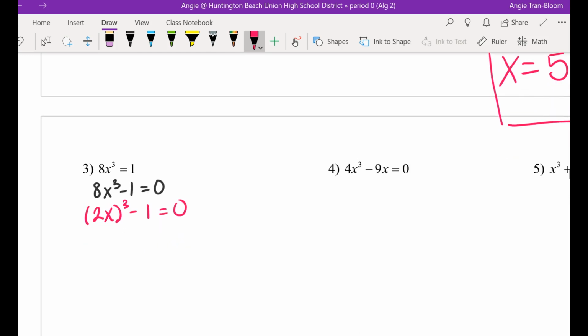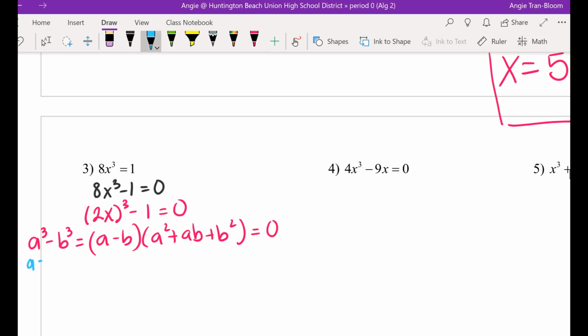So if you remember, the difference of 2 cubes is a cubed minus b cubed equals a minus b times a squared plus ab plus b squared. You have a and b. So a in our case is really 2x and b is really just 1. And we just have to fill it in. Okay. So 2x minus 1 times the quantity 2x squared plus a times b, 2x times 1 is 2x, plus 1 squared, just 1, equals 0.